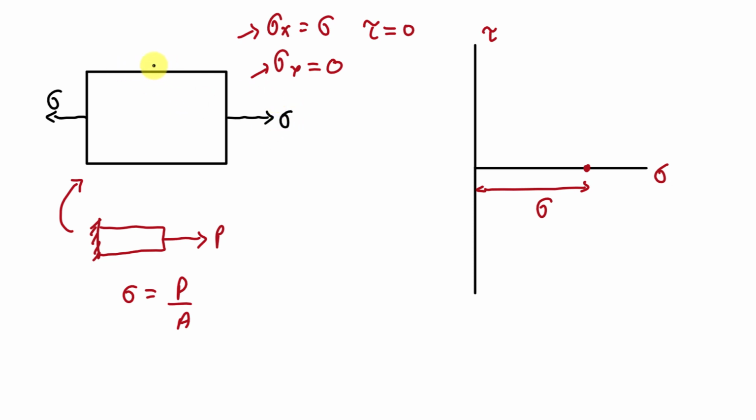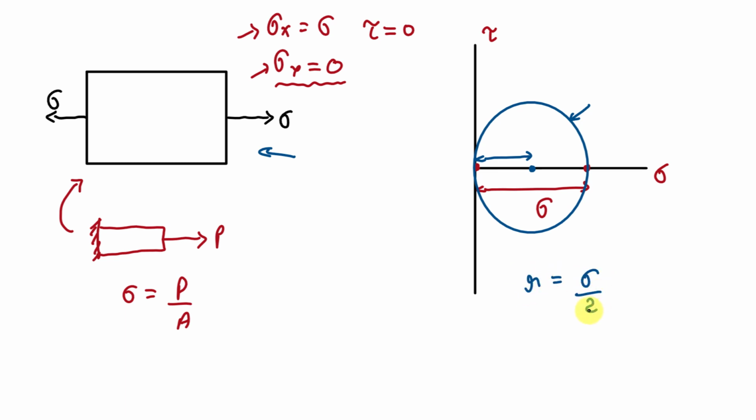Now in the y direction there is no stress, means sigma y is equal to 0. So we will get this point on the origin of this diagram. So now we have 2 points, and from these 2 points we can draw the Mohr circle. So for this loading condition the Mohr circle will be something like this. Here this point is the center of this Mohr circle, right? And here this distance is half of this whole distance sigma, right? So here we can say that the radius is sigma by 2.